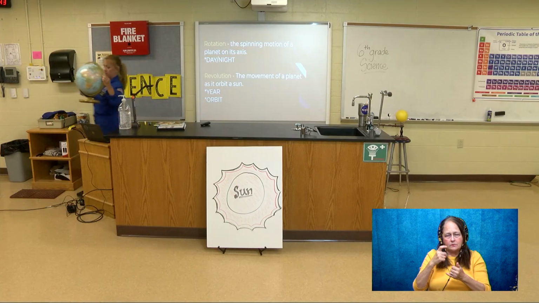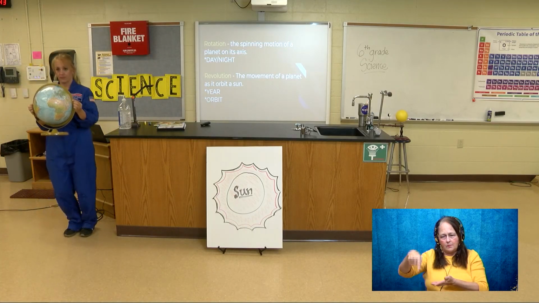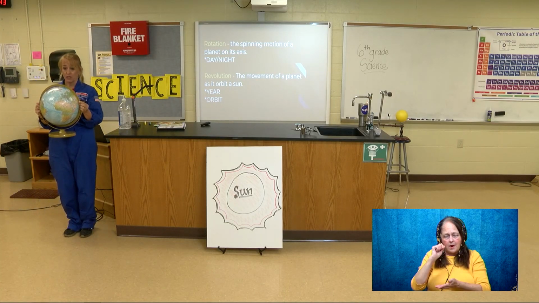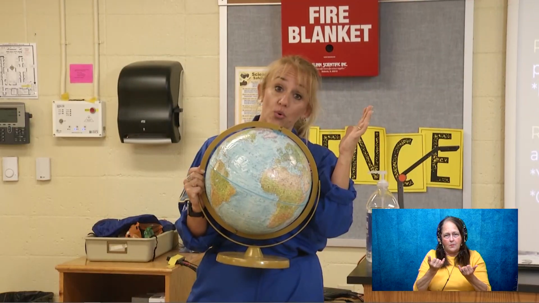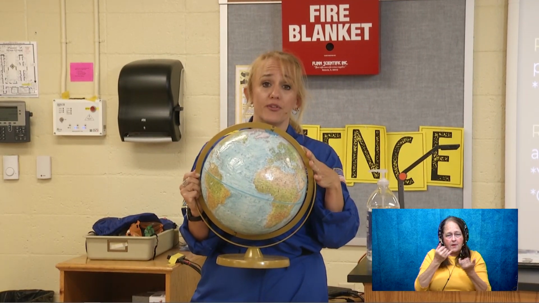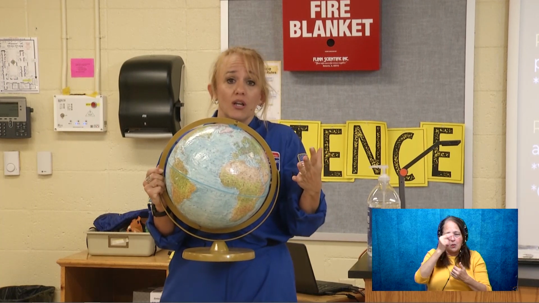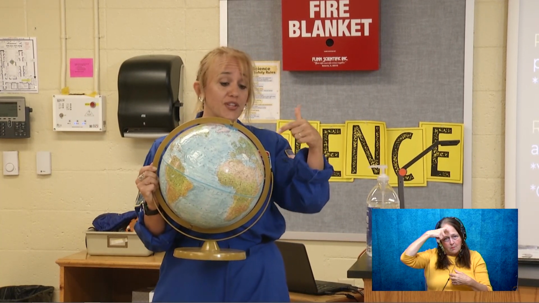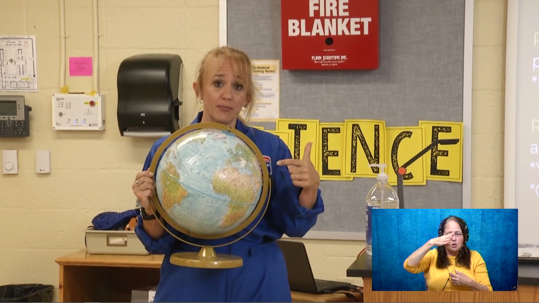When we come over here, look at the angle now. We're tilted towards the sun. So now our northern hemisphere is having summer because now the direct sunlight is hitting the northern hemisphere.